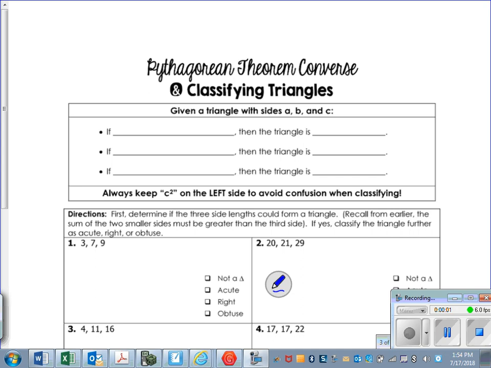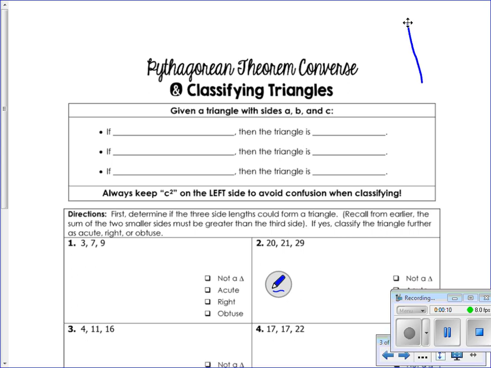So today we're going to do the Pythagorean theorem converse, and this is our way of classifying triangles. So let's say we have a triangle, and the converse. I want to know if these two legs, this one's A, this one's B, form a right triangle with this number over here. Do they form a right triangle?